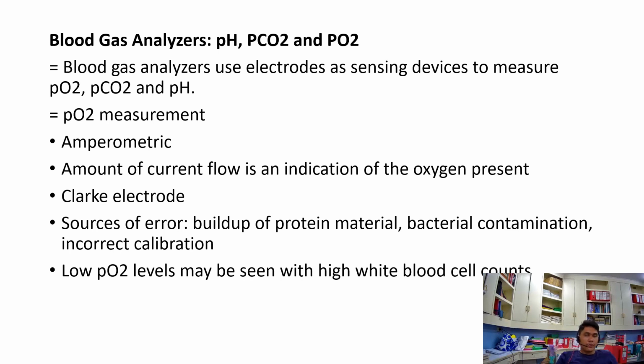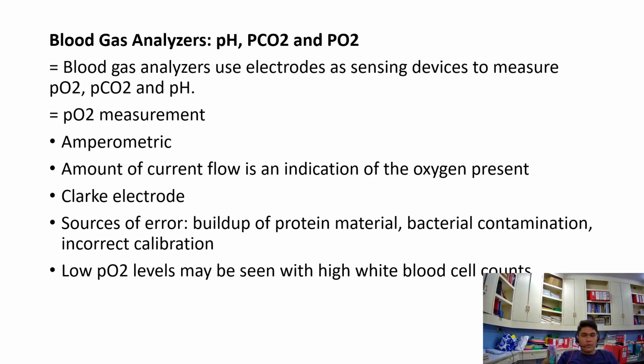Okay, so remember for sodium and potassium, sodium is the glass aluminum silicate electrode. For potassium, it's the valinomycin gel electrode. For O2, it's the Clark electrode. And sources of error: you have buildup of protein material in the membrane or in the electrode that can cause a false decrease in PO2 level. Next is bacterial contamination, which can also cause a false decrease in PO2 because of oxygen consumption by the bacteria. And another cause of error is incorrect calibration.